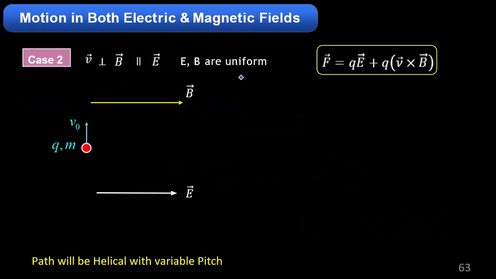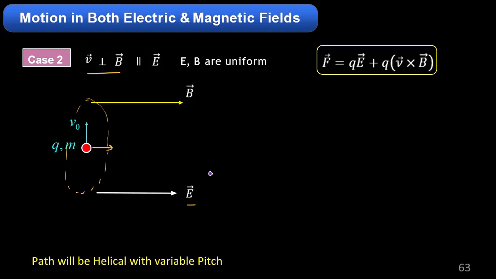Now consider a situation where V is perpendicular to B. Once V is perpendicular to B, the particle will follow a circular path. Let us say this is a circular track whose radius is mv by qB. And because of the electric field, the particle will also accelerate in this direction. That means it is a kind of helical motion, but with variable pitch.